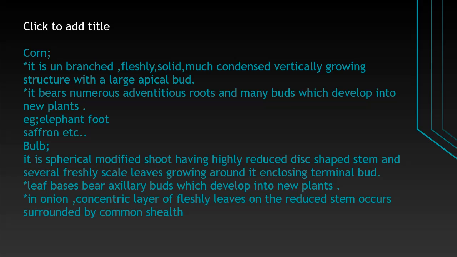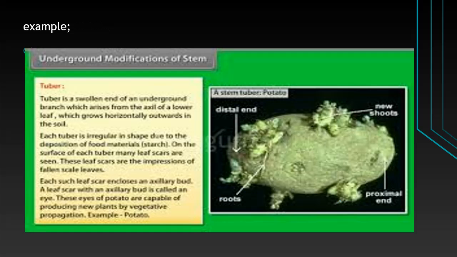So bulb is a spherical modified shoot having a highly reduced, disc-shaped stem and several fleshy scale leaves growing around it, enclosing the terminal bud. Leaf bases bear axillary buds which develop into new plants. Here the leaf bases will develop into new plants; that is, vegetative propagation occurs in the leaf bases. In onions, there are concentric layers of fleshy leaves.